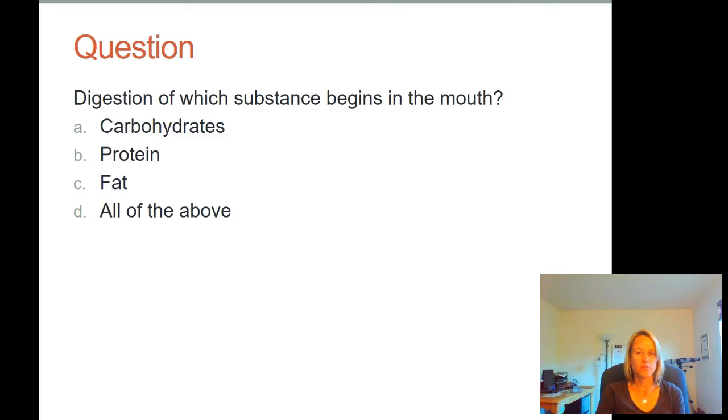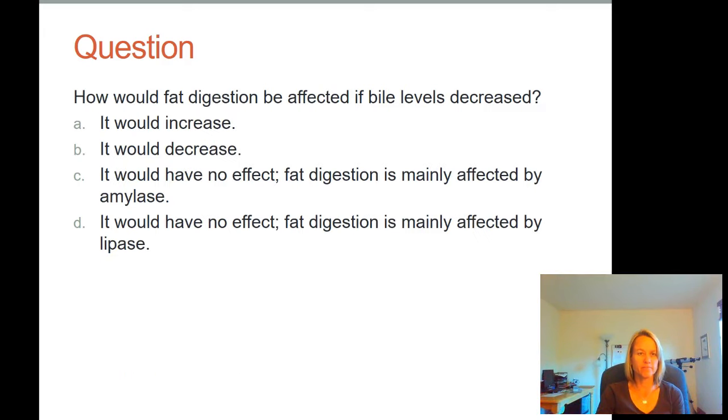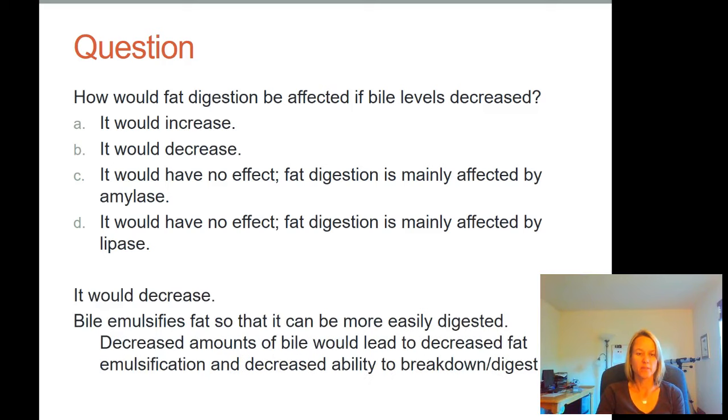The digestion of which substance begins in the mouth? Carbohydrates. How would fat digestion be affected if bile levels were decreased? It would decrease. Because remember, bile breaks down fats into smaller fat particles so that they can be more easily digested by enzymes.